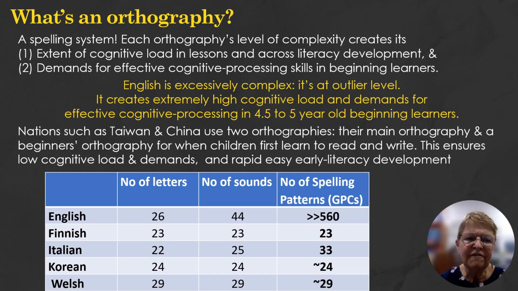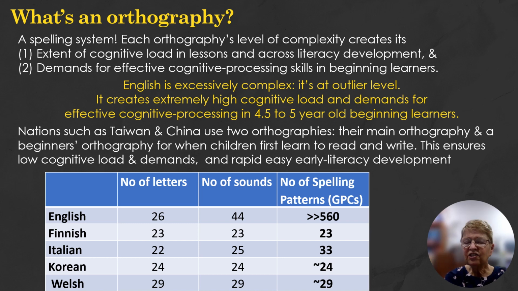So what's an orthography? Well, an orthography is a spelling system, and every orthography's level of complexity creates its extent of cognitive load in lessons and across the whole of literacy development, and demands for effective cognitive processing skills in beginning learners. And English is an excessively complex orthography. It's actually at outlier level. It creates extremely high cognitive load and demands for effective cognitive processing, and our kids are often only 4.5 to 5-year-olds when they've got quite low cognitive processing skills.